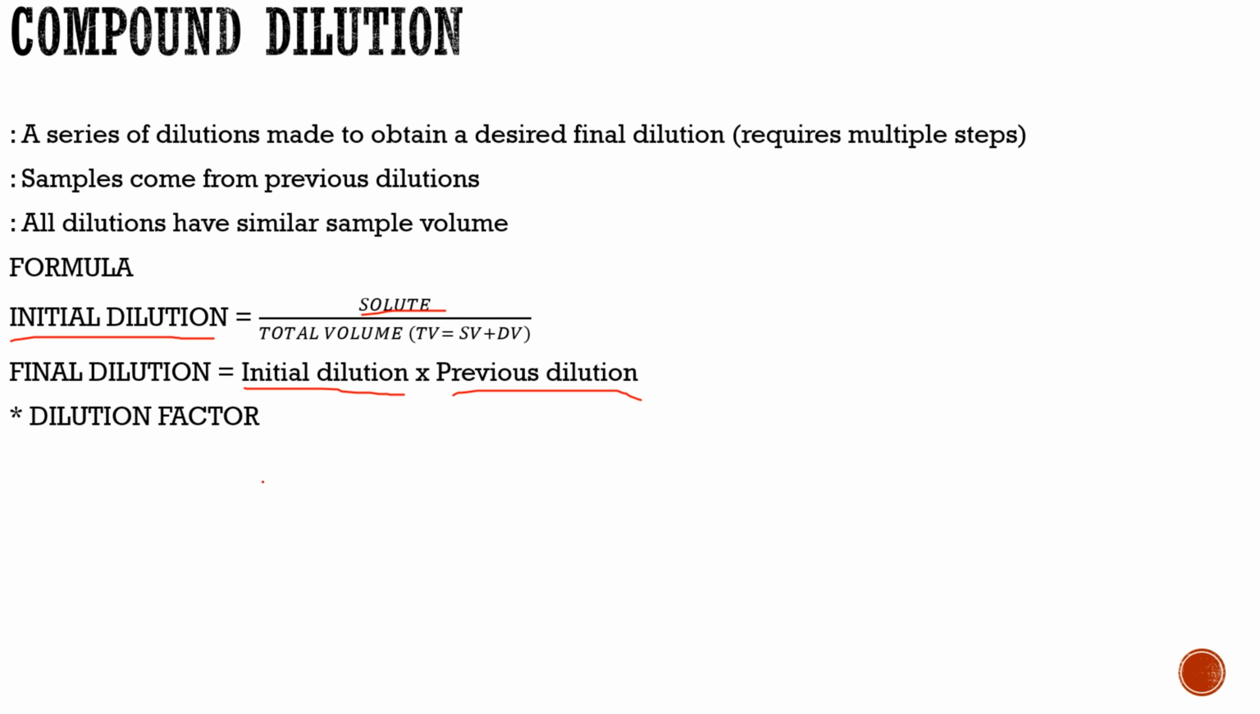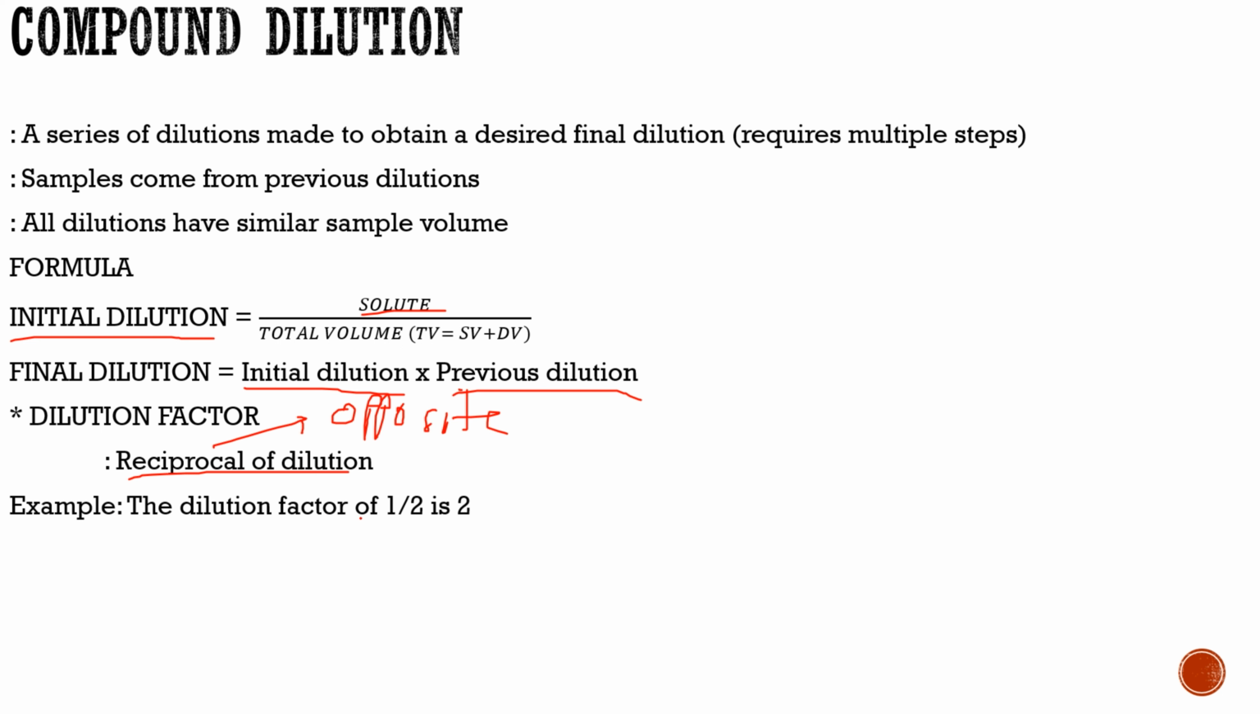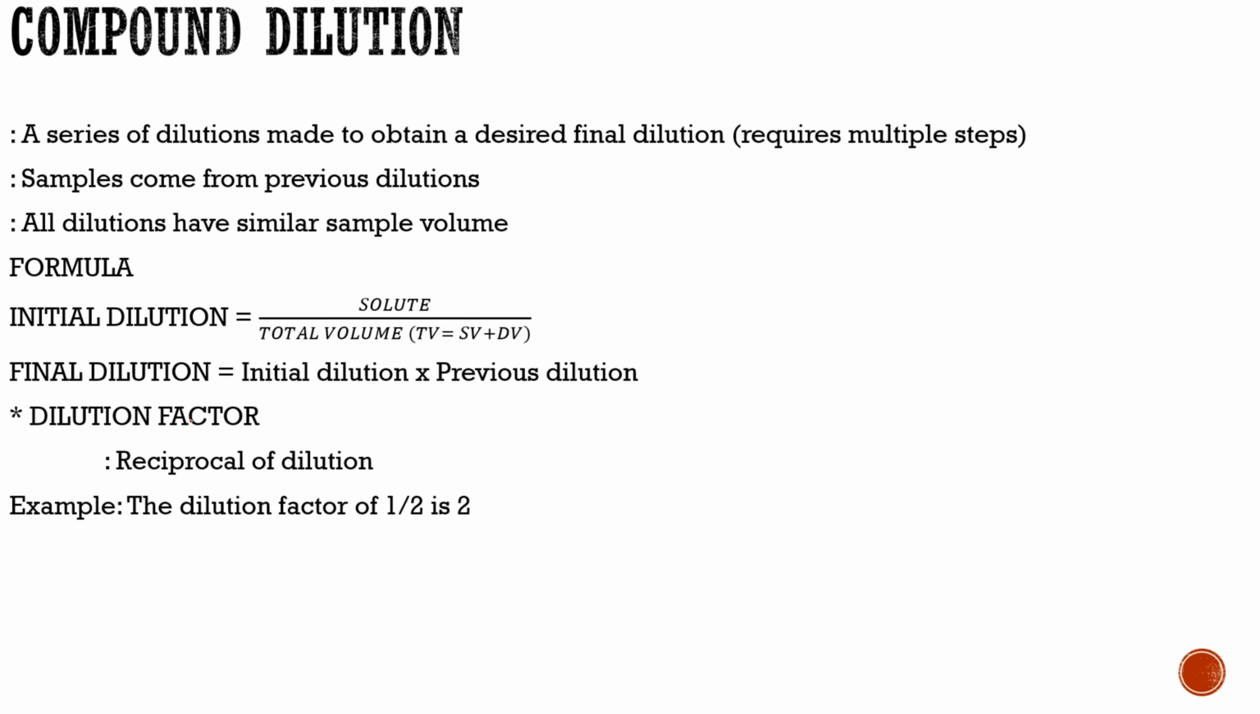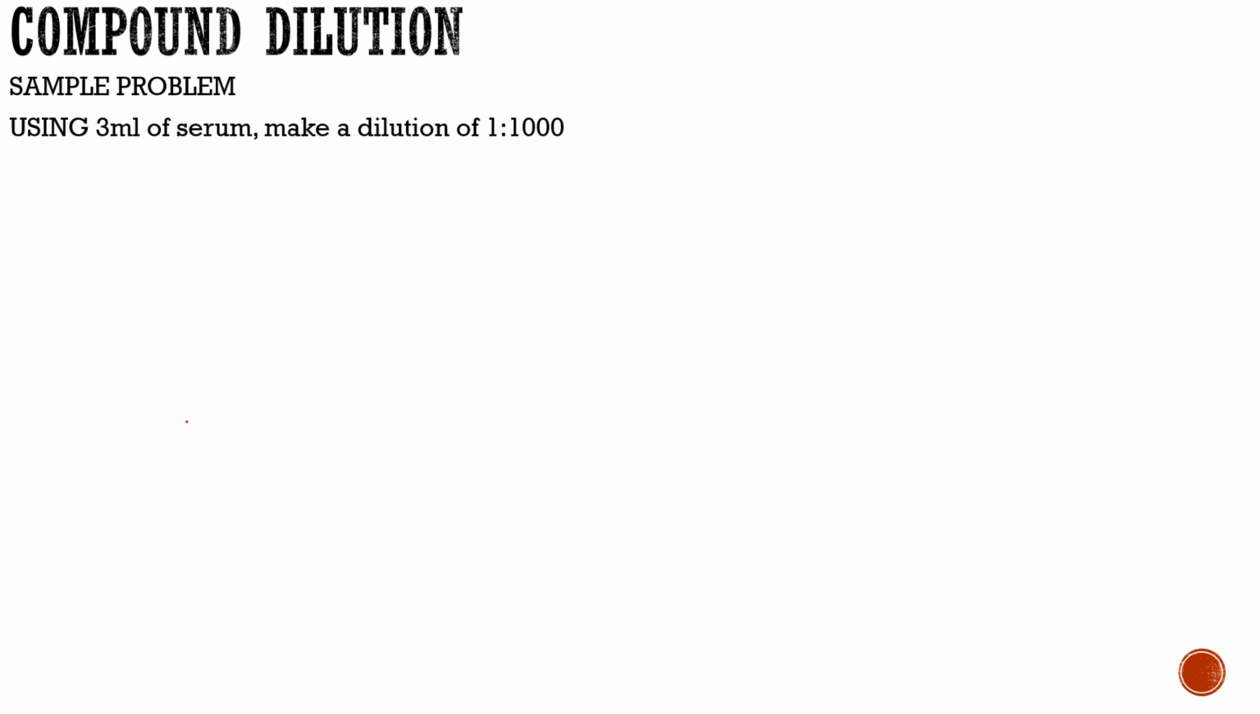And there's a so-called dilution factor. The dilution factor is the reciprocal. Pag sinabi mong reciprocal, yung kabaliktaran niya or yung opposite niya. So an example of this is the dilution factor is 1 over 2. Kapag 1 over 2, ang dilution factor is known as 2. So pakitandaan niyang formula na yan, class, kasi gagamitin natin yan in the next slide. So initial dilution is equal to solute over total volume. Final dilution is equal to initial dilution times previous dilution. Okay, ito yung example ng compound dilution.